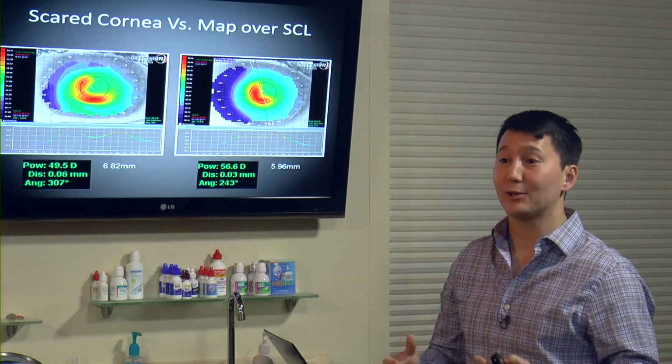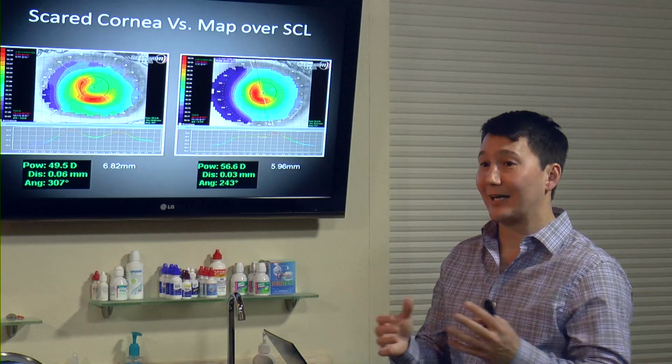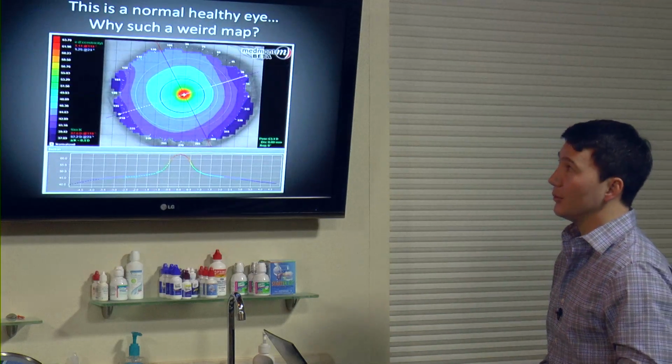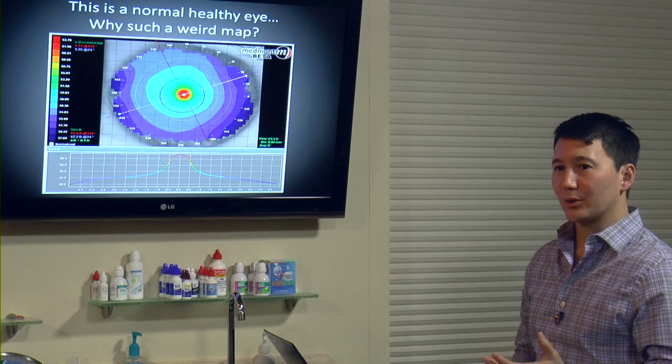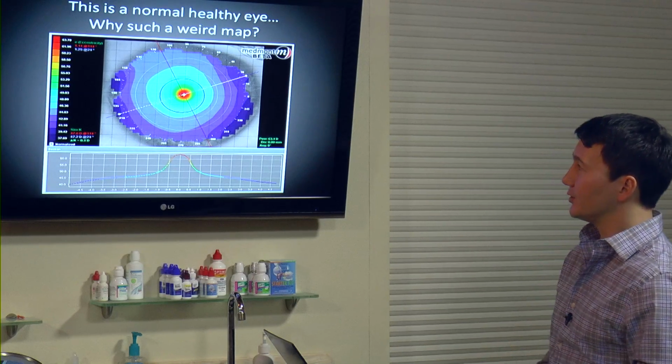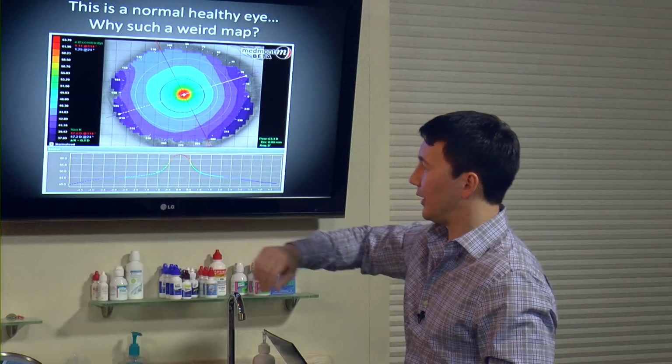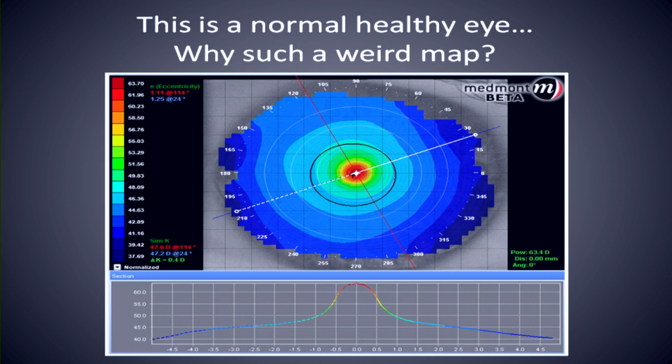And what you want to do is make sure that you know when it's lying and when it's not lying, or at least do the best you can. Now here's an image of a central ectasia, right? And you can see how pronounced this ectatic condition is. Well, this was actually a normal, healthy eye. So why did the topographer come up with this central ectasia?